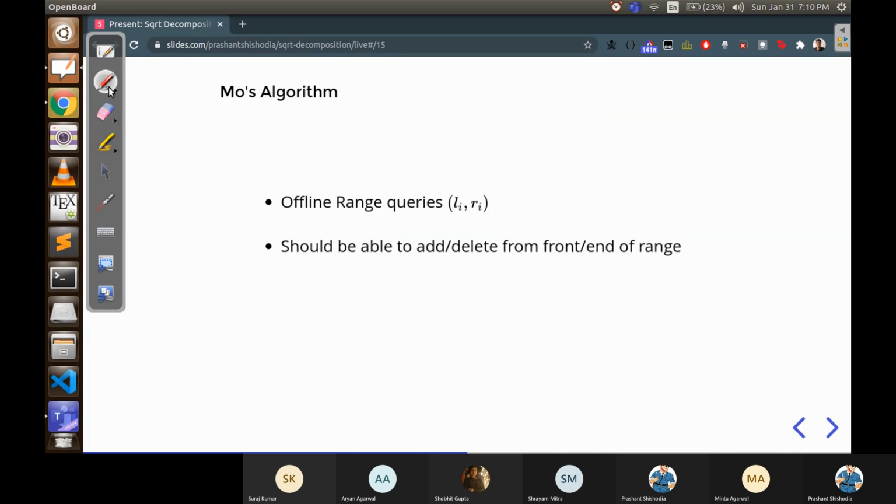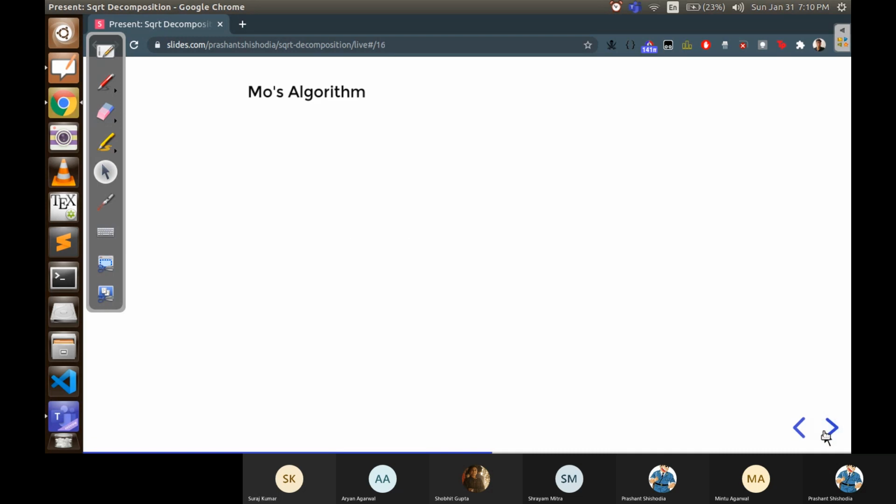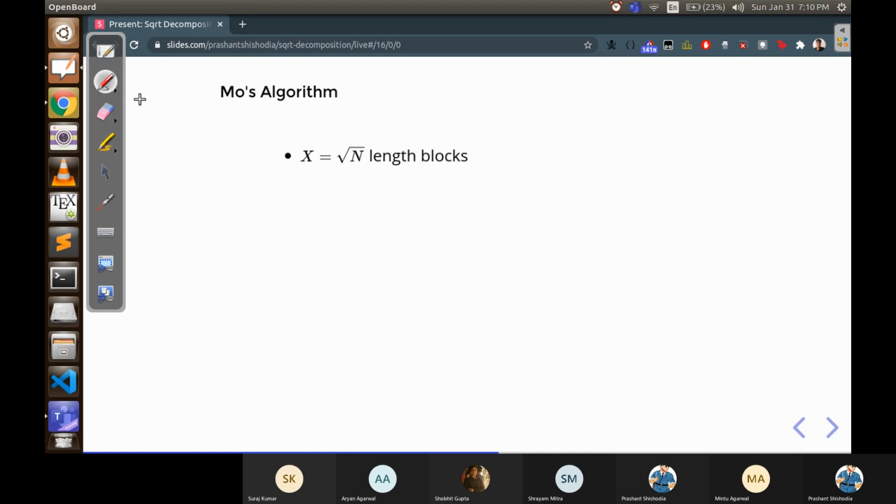So what we need for Mo's is that we should be able to add and delete from the front and end of the range. So Mo's brute force. There is no root n in Mo's, nothing yet.